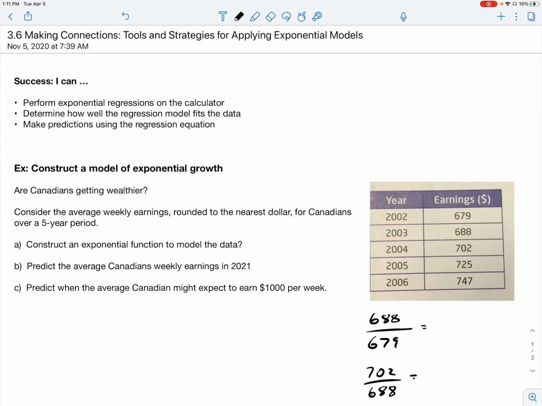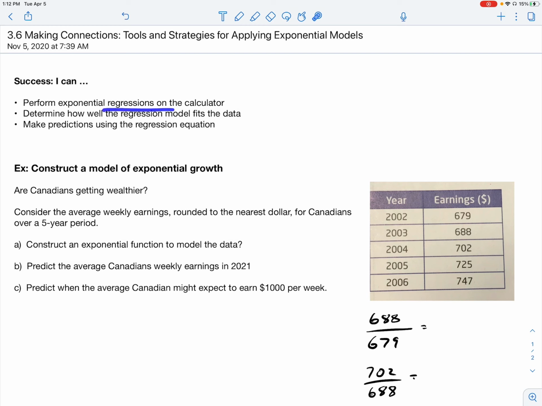Hi, welcome to our first lesson for 3.6, making connections, tools, and strategies for applying exponential models. Our success criteria: I can perform exponential regressions on the calculator, determine how well the regression model fits the data, and then make predictions using the regression equation.